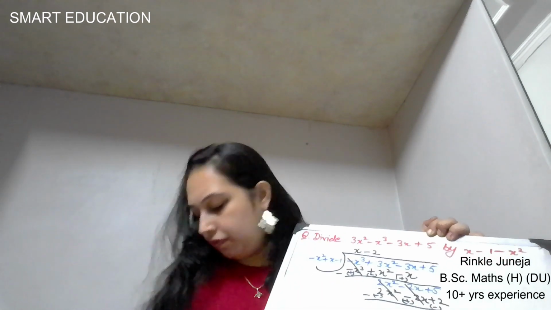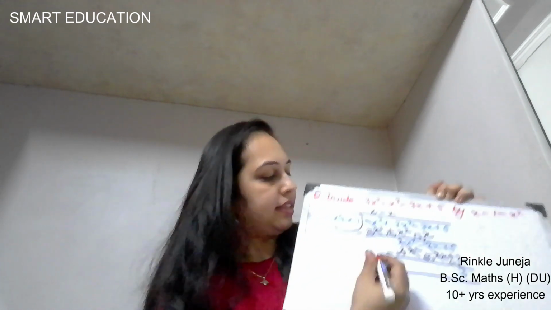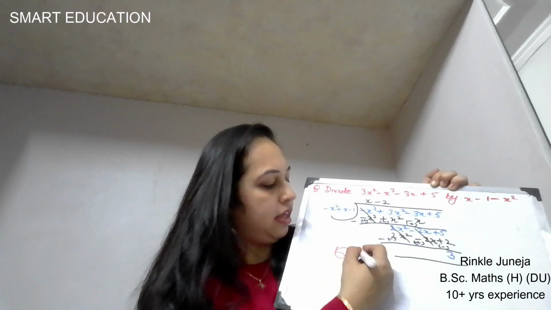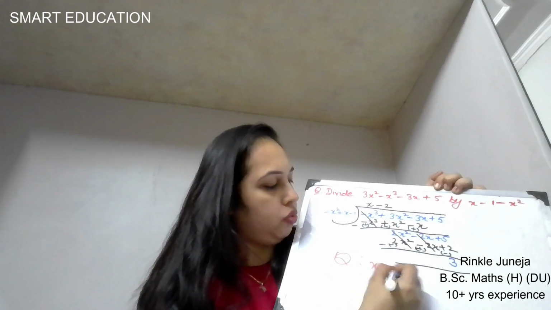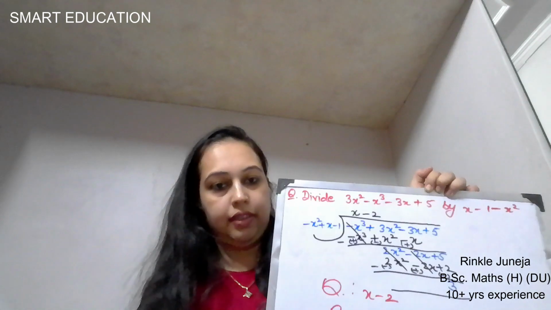We are left with 5 minus 2, which is 3. Now 3 cannot be further divided, so this is the answer. So we can say that our quotient is x minus 2 and the remainder is 3.